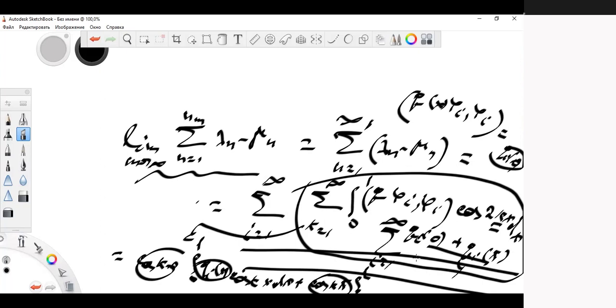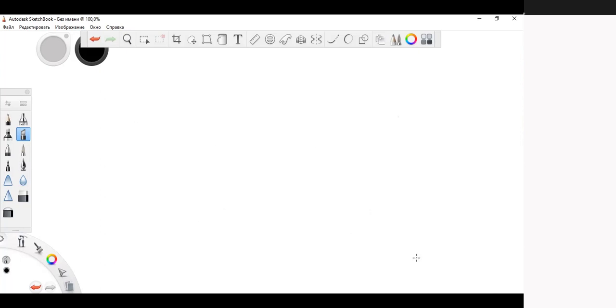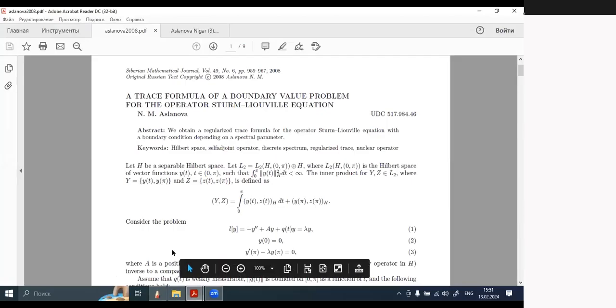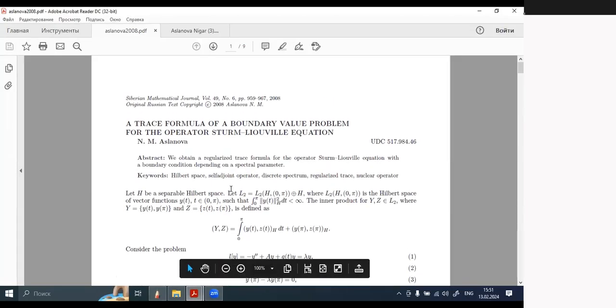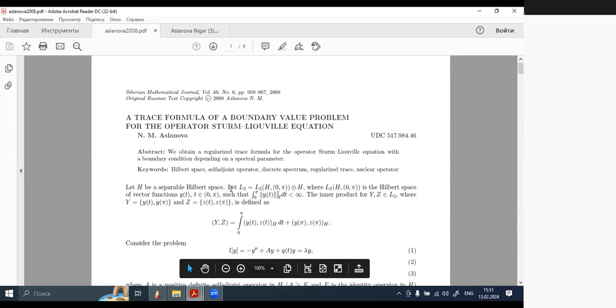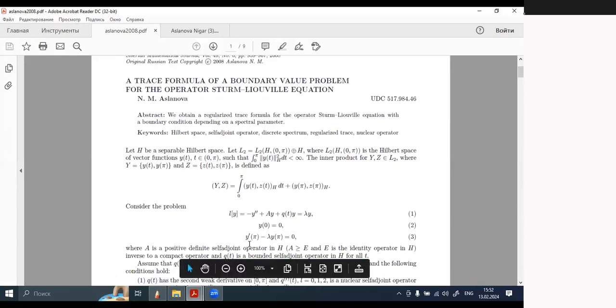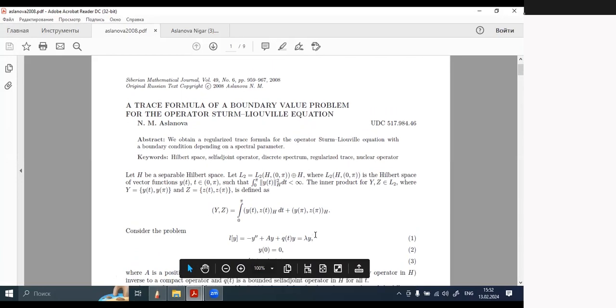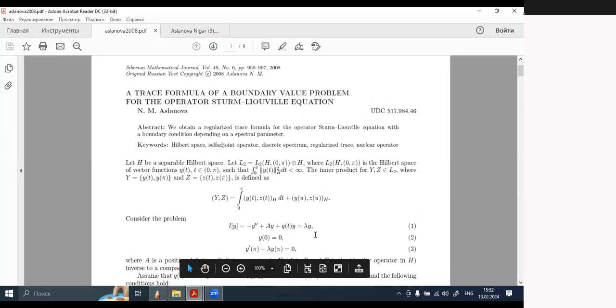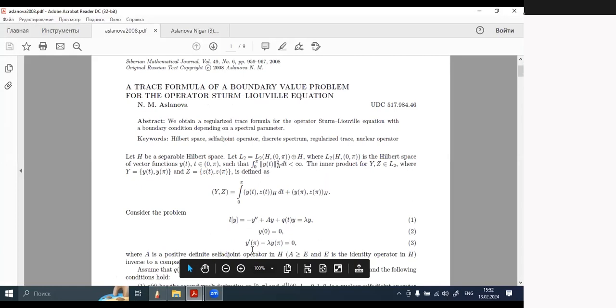Okay. In my problems, I just want to demonstrate to you the next problem. It's my work from 2008. I considered an even simpler case, a second order operator, which differs from my supervisor's work in the second boundary condition at pi. It was published in the Siberian Journal of Mathematics. It differs in the second boundary condition, where lambda is involved. In their case, it was y of pi equals 0.